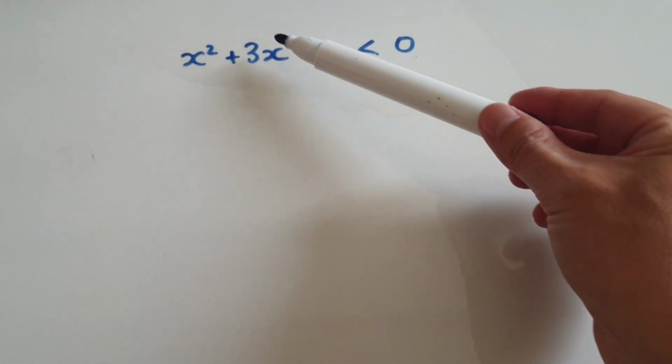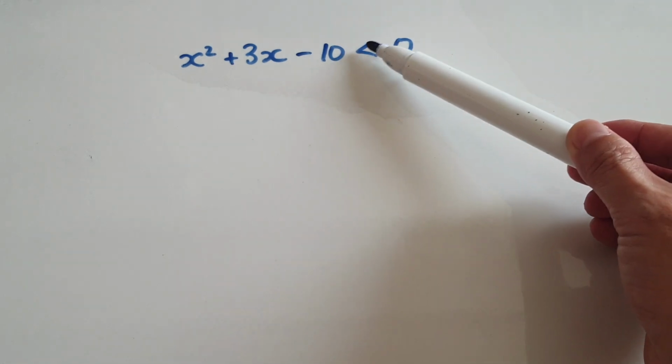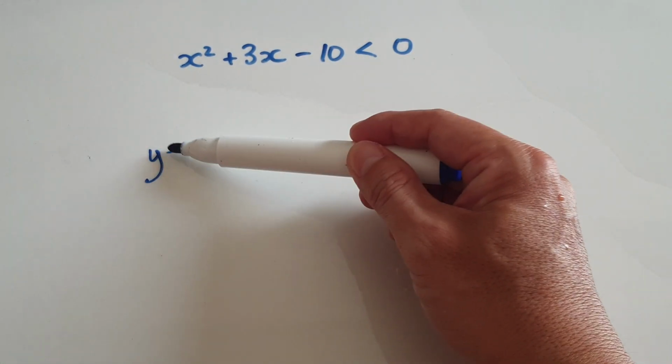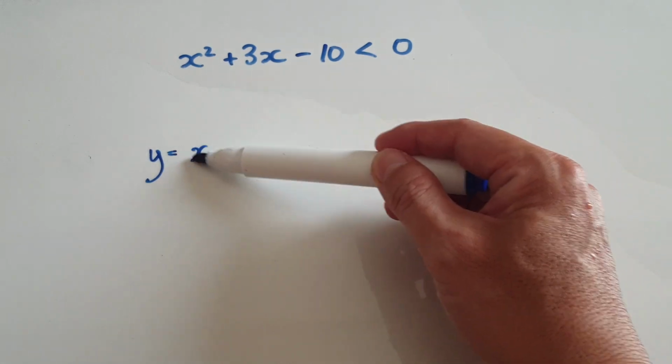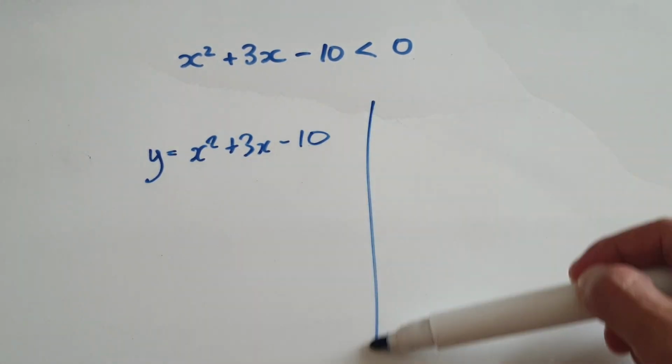Let's try and solve this quadratic inequality where the quadratic must be strictly less than 0. So let's try and sketch a graph first. So draw this graph, x squared plus 3x minus 10. So have a quick sketch.